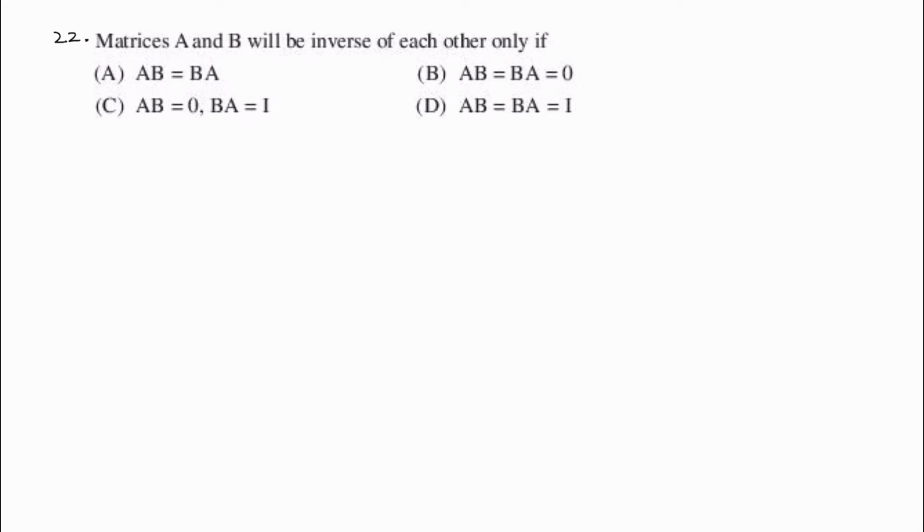Question 22. Matrices A and B will be inverse of each other only if AB equal to BA equal to I. If this condition is satisfied, A inverse is B, B inverse is A. D is the correct option.